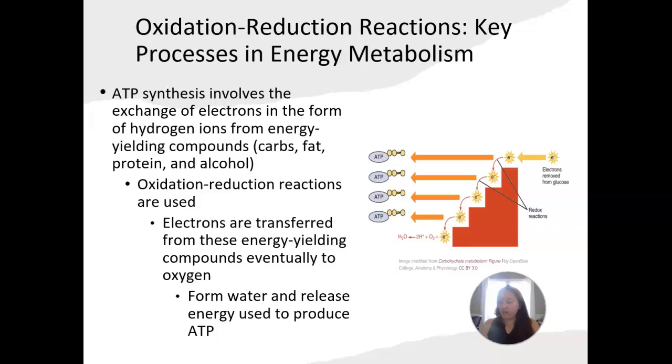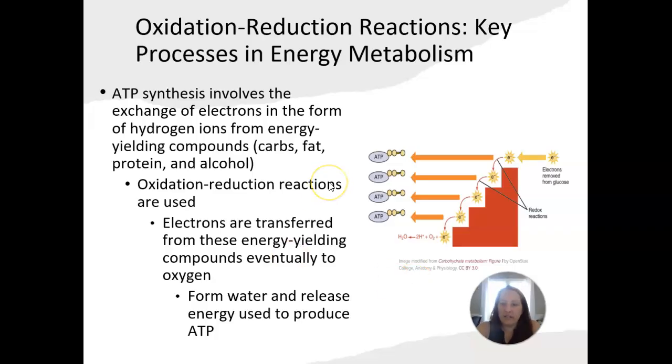Okay, so the key to understanding these metabolic pathways that we're going to get into is that we have to understand what are called oxidation reduction reactions. So ATP synthesis, when we talk about the phosphate coming off and the phosphate being added back on, that's generating ADP and generating ATP. But in order to generate ATP, there's actually a series of steps that happen in between glucose, if that's what we're talking about, and ATP being produced.